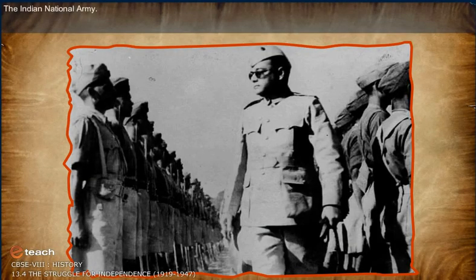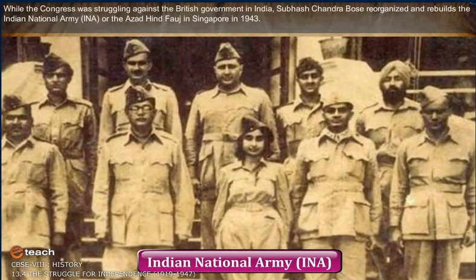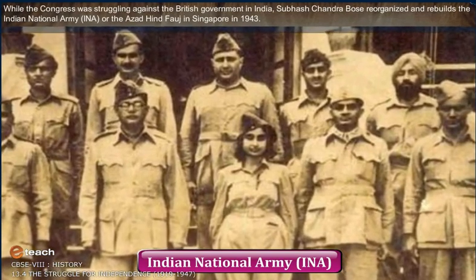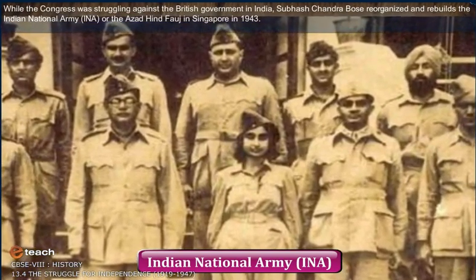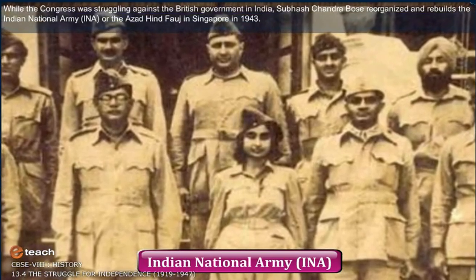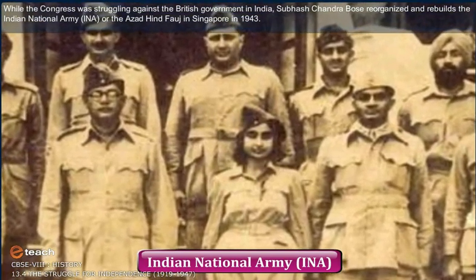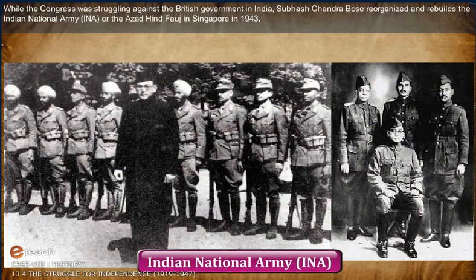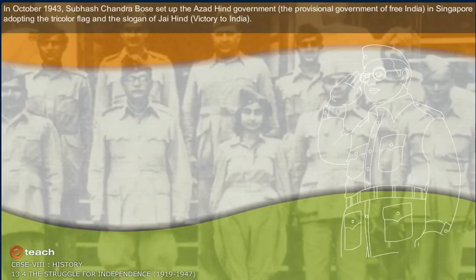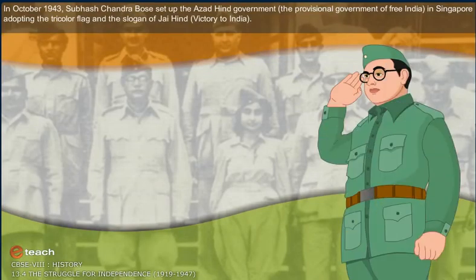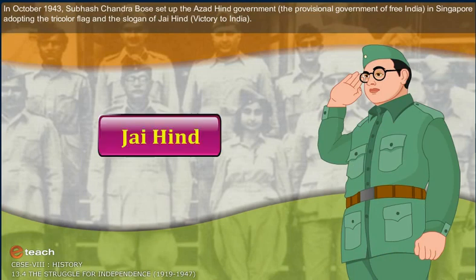The Indian National Army. While the Congress was struggling against the British government in India, Subhash Chandra Bose reorganized and rebuilt the Indian National Army (INA) or the Azad Hind Fauj in Singapore in 1943. In October 1943, Subhash Chandra Bose set up the Azad Hind government, the Provisional Government of Free India, in Singapore, adopting the tricolor flag and the slogan of Jai Hind, Victory to India.